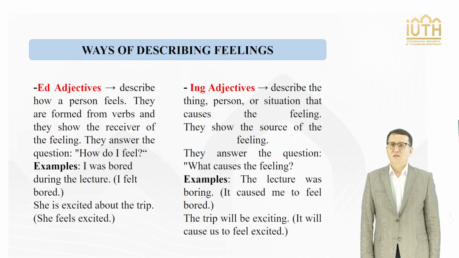Ing ending adjectives describe the things, persons, or situations that cause the feeling. They show the source of the feeling. They answer the question, what causes the feeling? Example, the lecture was boring. It caused me to feel bored. The trip will be exciting. It will cause us to feel excited.